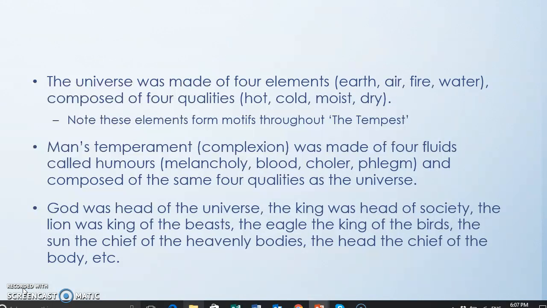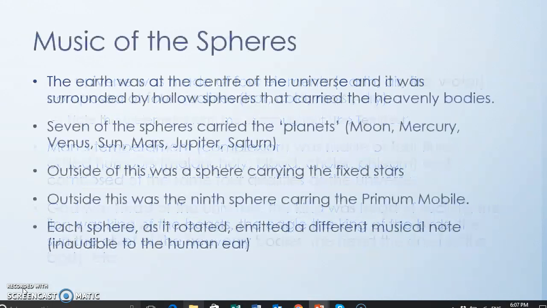As we said before, with the divine chain of being, God was the head of the universe and the king is the head of society. The lion is the king of the beasts, the eagle the king of the birds, the sun the chief of the heavenly bodies, and the head the chief of the body, and so on and so on. And then we have the music of the spheres.